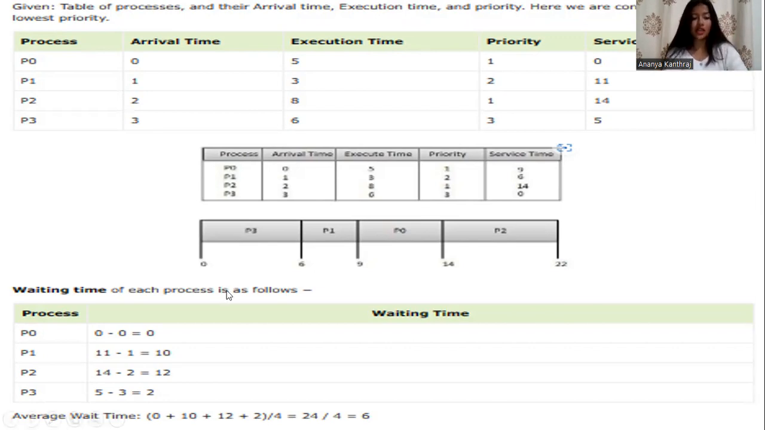Next, calculating the average waiting time: it is the sum of the waiting times of the processes mentioned above, divided by the number of processes, which is 4. So we get 24 divided by 4, which is 6.